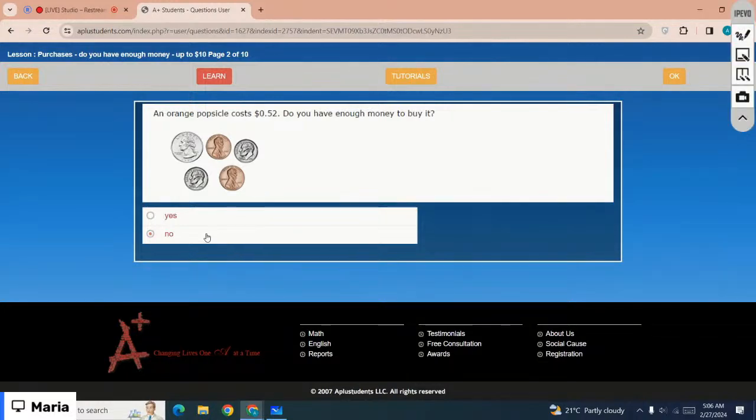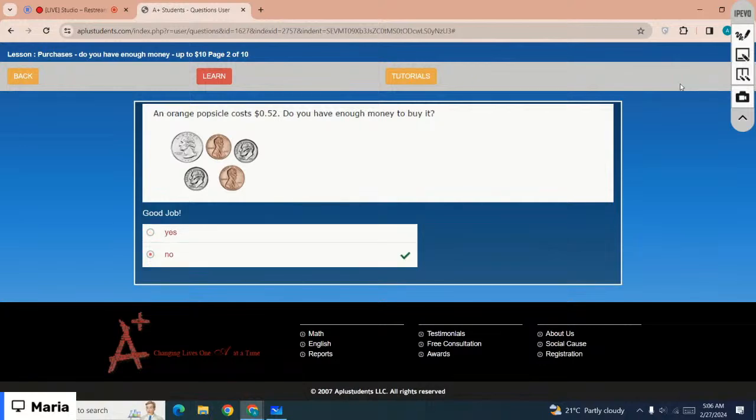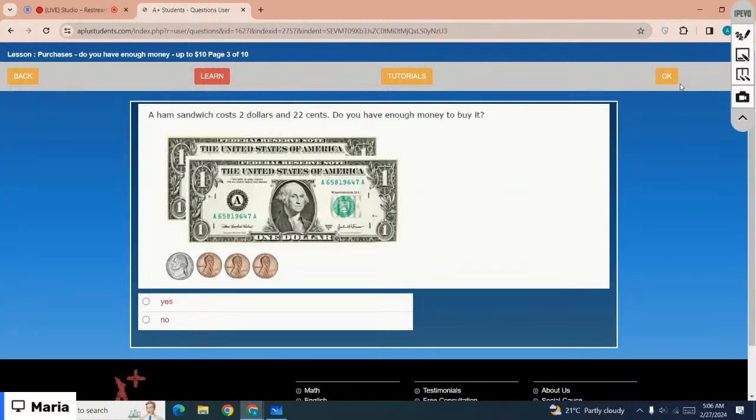You need $0.52, right? But the one you have is 0.47. Okay, a ham sandwich costs $2.22. Do you have enough money to buy it? Yes or no?